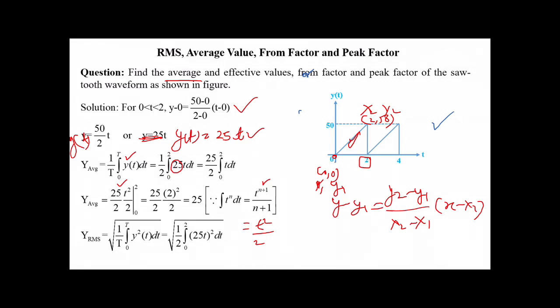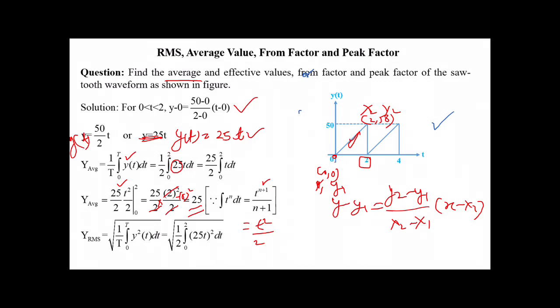So y average equals 25 by 2 into 2 square by 2 minus 0 square. This 2 and this 2 will be cancelled out, so we will get 25. Average value of the y is 25. Now we want to calculate the effective value or RMS value of the y.